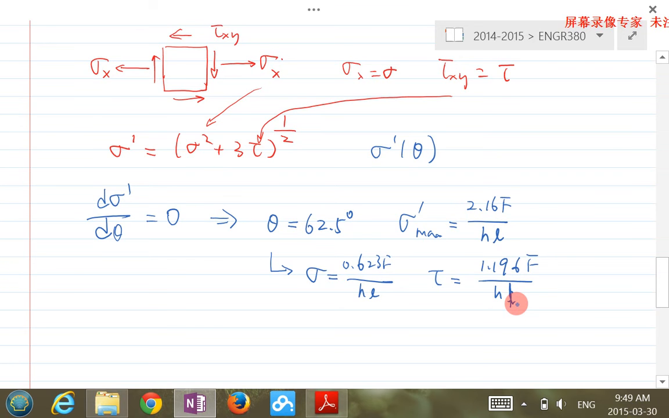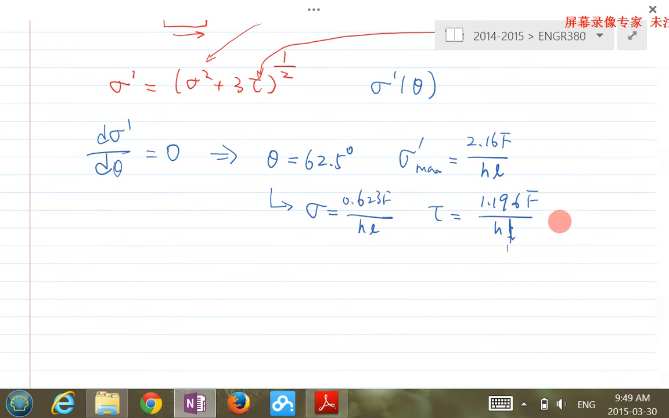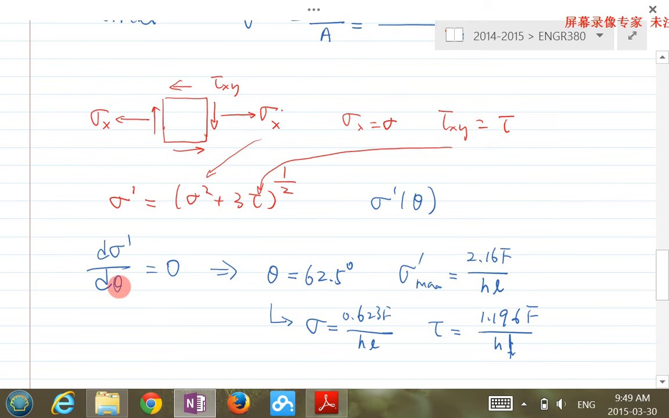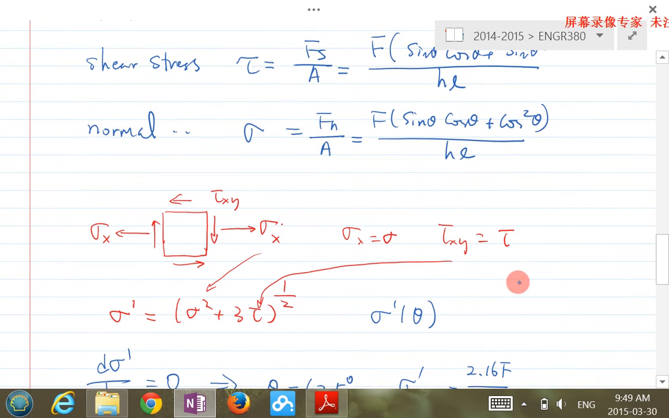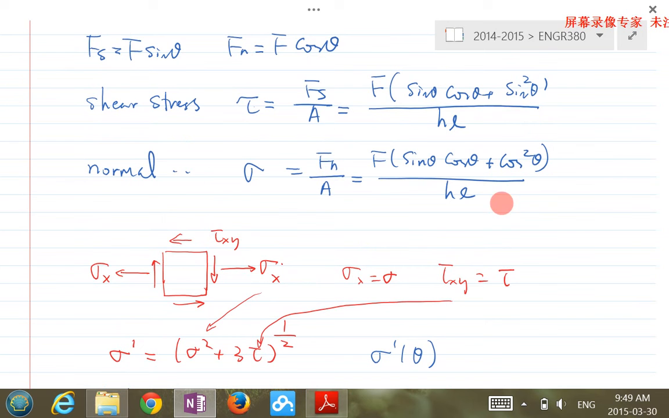Is that good? Yeah. So similarly, you can also do this. I mean, look at this. This is you calculate maximum for von Mises stress. But if I look at the shear stress, it is also a function of theta. So I guess I can also calculate a maximum of tau at a certain angle theta, right?